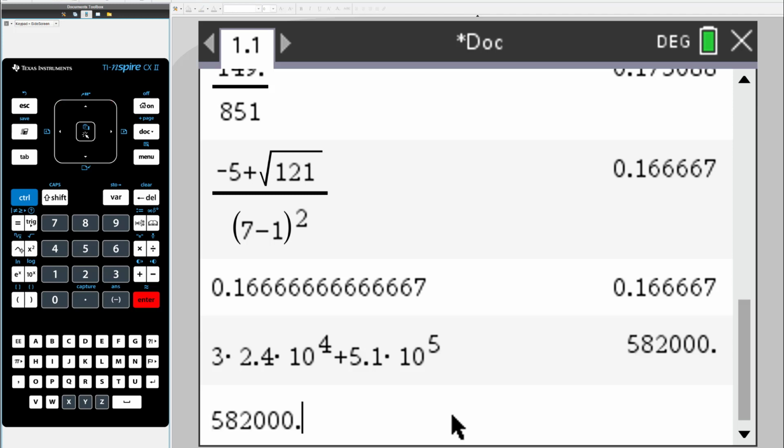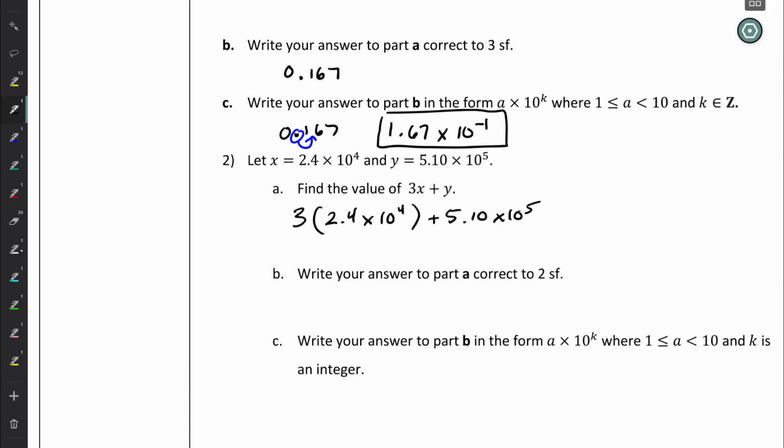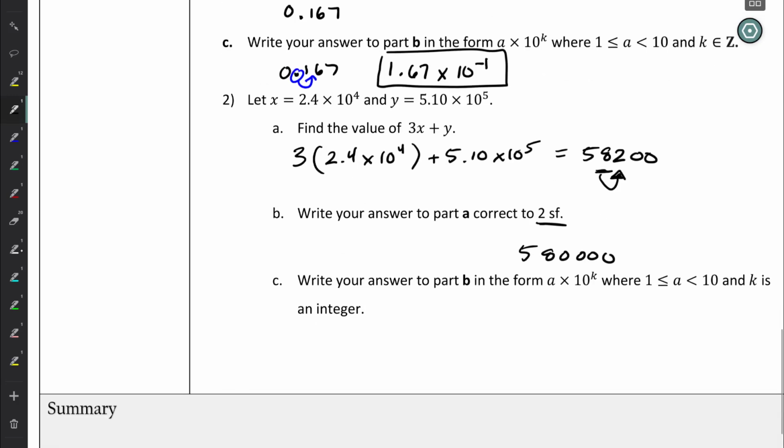I want to double check and make sure that that's not going to go on and on and on. It does indeed terminate. So that answer is 582,000. Write it to correct to two significant figures. The second significant figure is the 8, which means we want to look at the 2 for rounding. That's going to tell us to round down. And there we have 580,000. Don't forget about those trailing zeros.